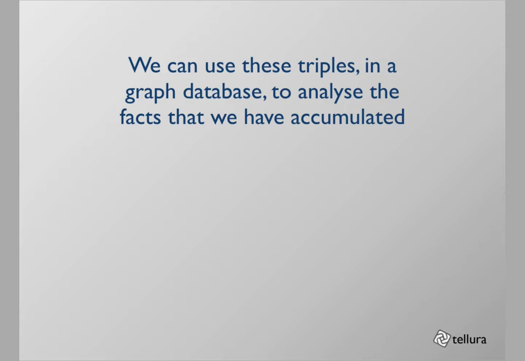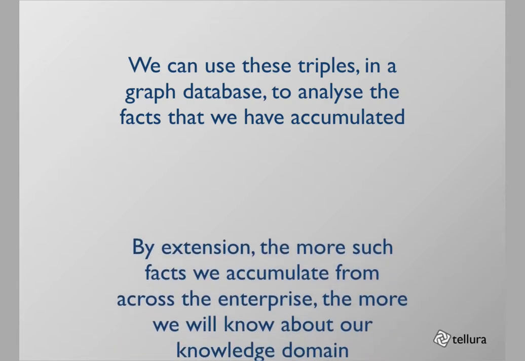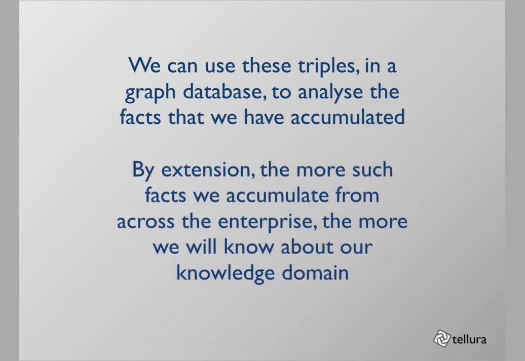Now, just as I showed with the case of John and Janet and their collection of triples, we can use this triple store to analyze information that we've accumulated about our content. And by extension, if we start to use that triple store to store other information from across the enterprise, then we start to know more and more about our knowledge domain.